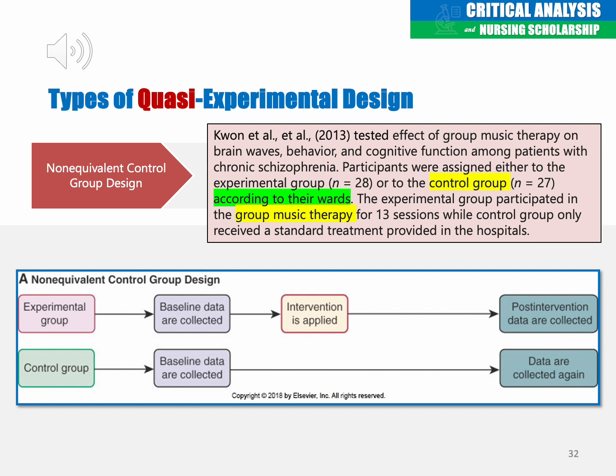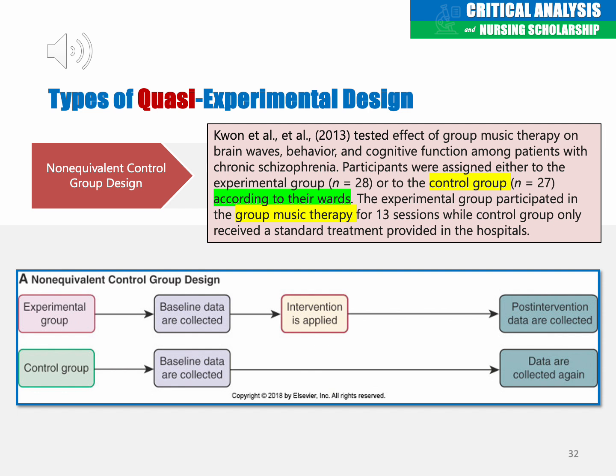Now let's try to take an example. Kwan et al. in 2013 tested the effect of group music therapy on brainwaves, behavior, and cognitive function among patients with chronic schizophrenia. Participants were assigned either to experimental group or to the control group. The experimental group participated in the group music therapy for 13 sessions, while control group only received a standard treatment provided in the hospital.